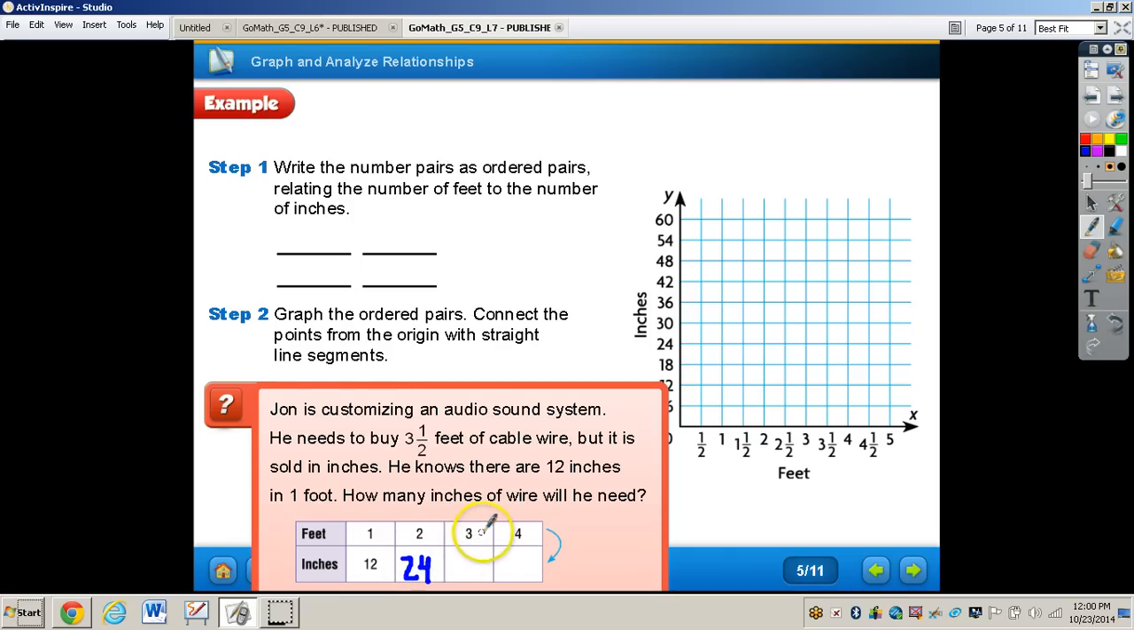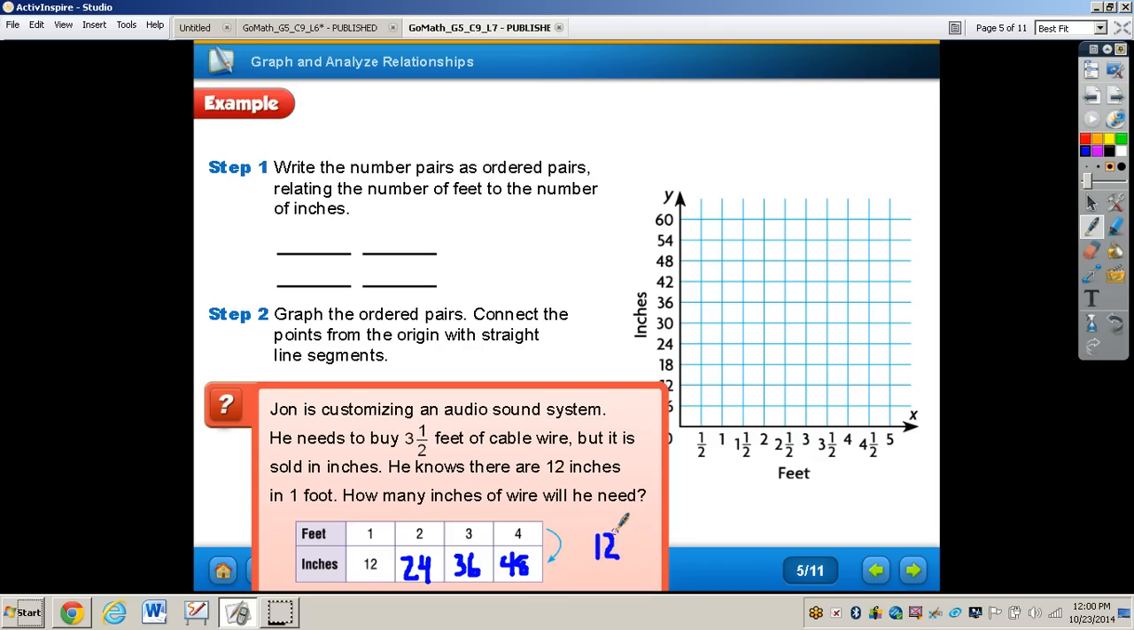3 feet, 36 inches. 4 feet, 48 inches. Okay, now the rule that we're seeing is multiply the number of feet by 12. So you're multiplying the number of feet by 12. You can just write 12 there on that blank line.